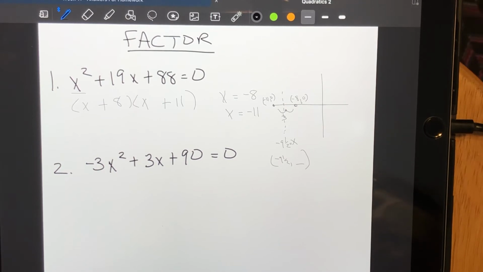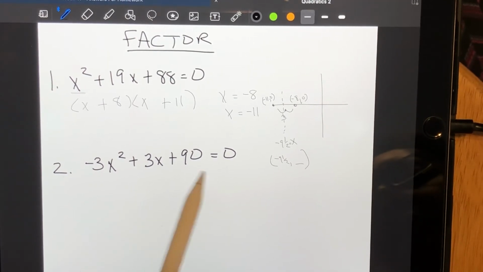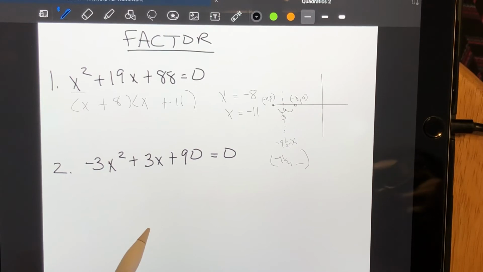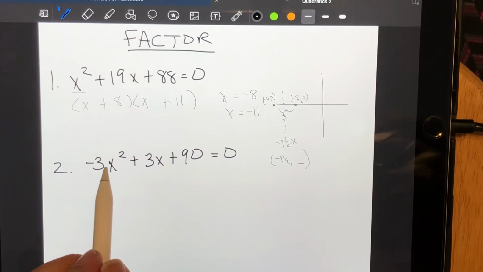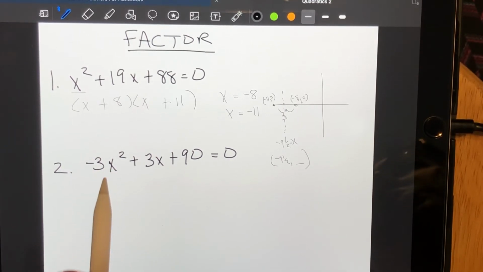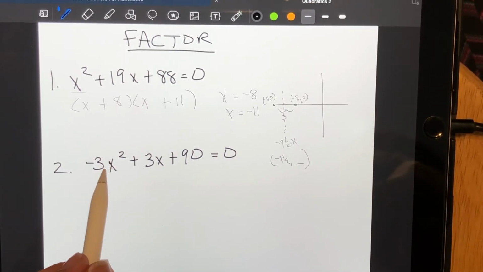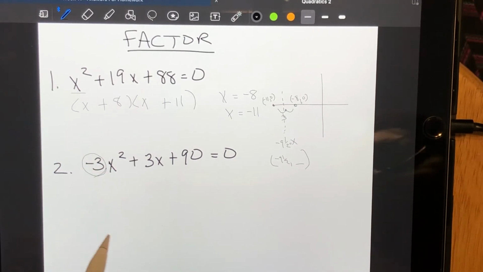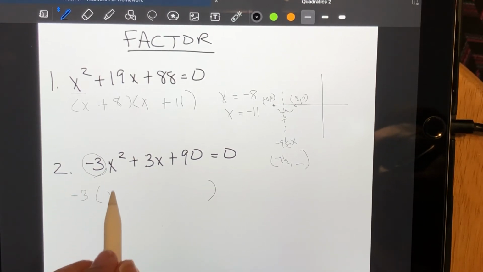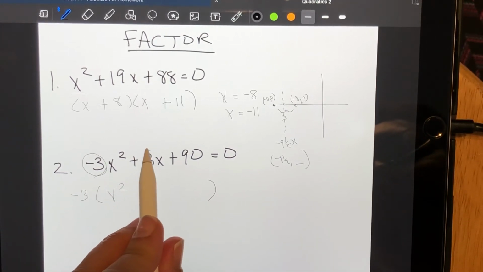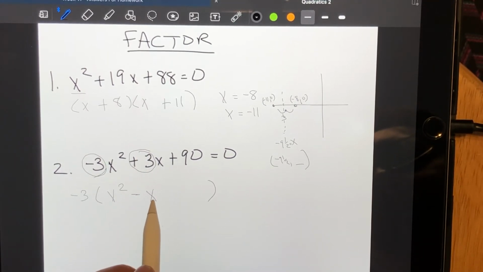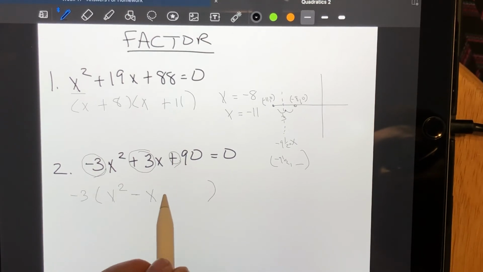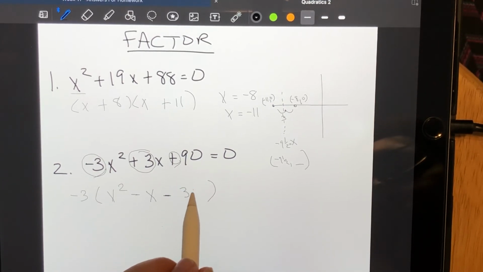On number 2, the first thing that I'm going to notice is that the coefficients of all of my numbers involve a 3. I can remove a 3. If at all possible, you always want the coefficient of your squared term to be the number 1. In that case, I want to get rid of both the 3 and its negative sign. Since I'm going to factor out the negative sign, I'm going to be left with x squared. When I take a negative out of a +3, I have a negative left over, so -x. Again, a negative out of a positive leaves me a negative left over of 30.